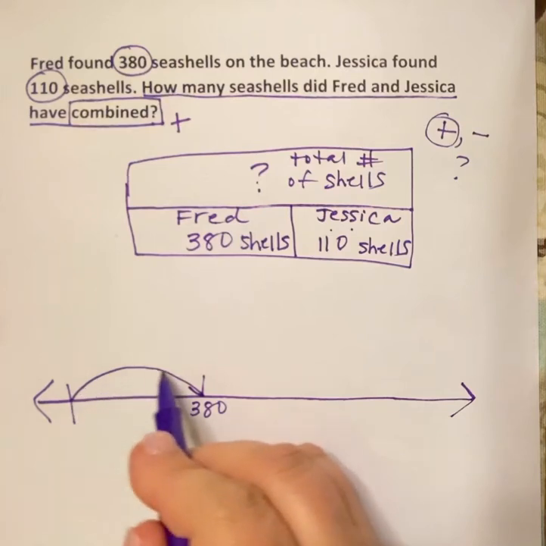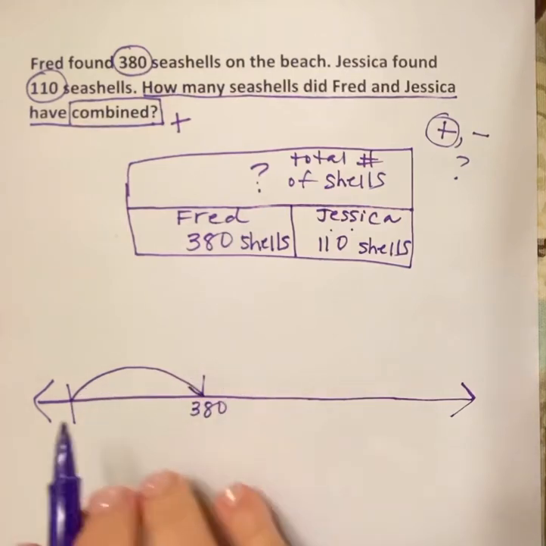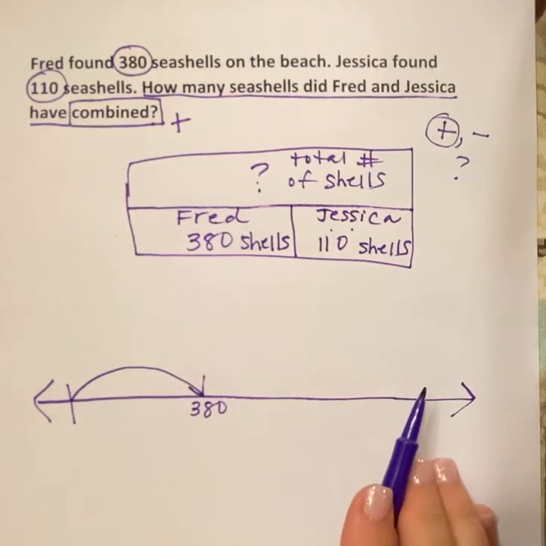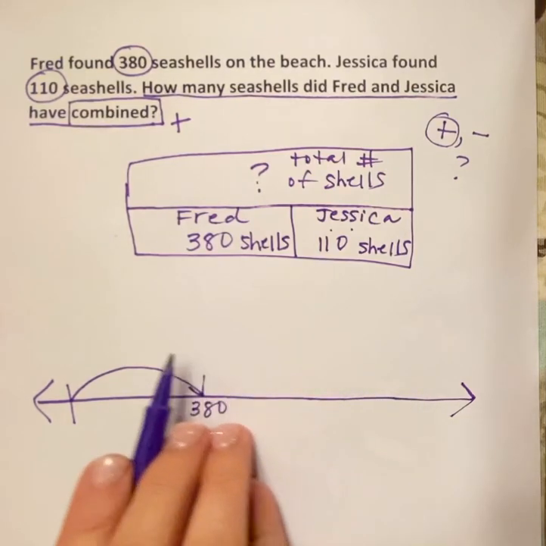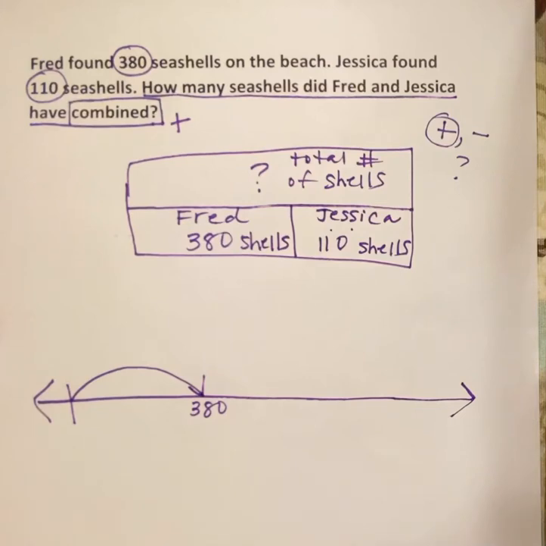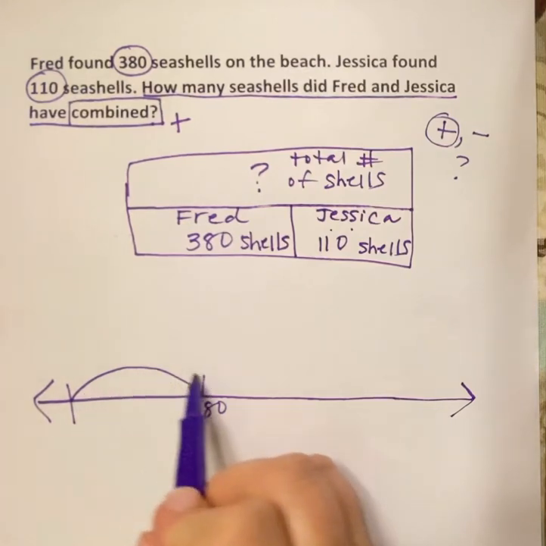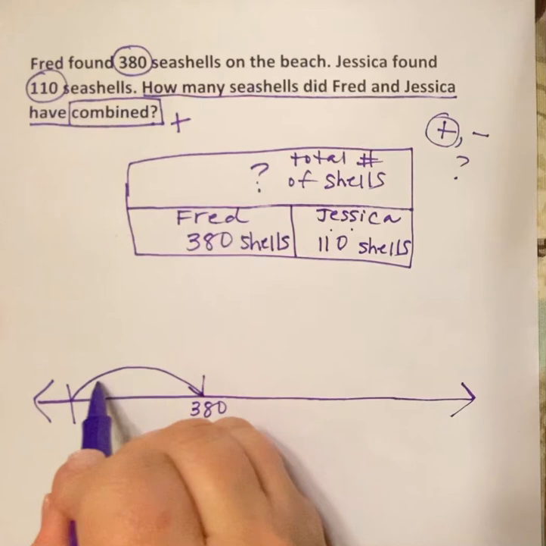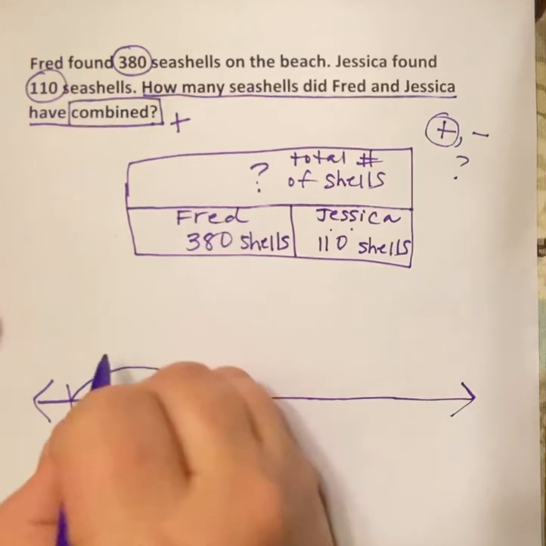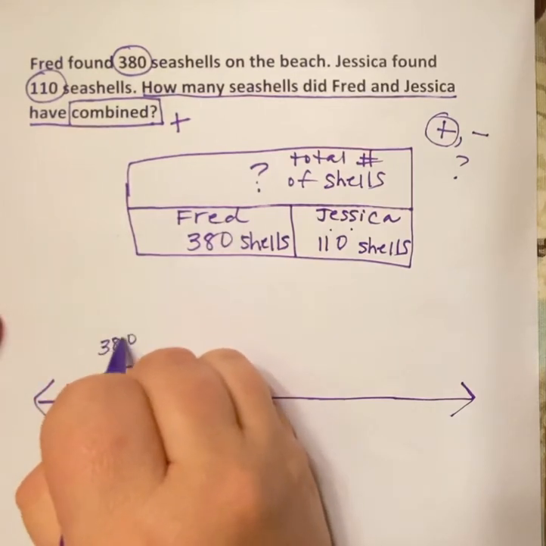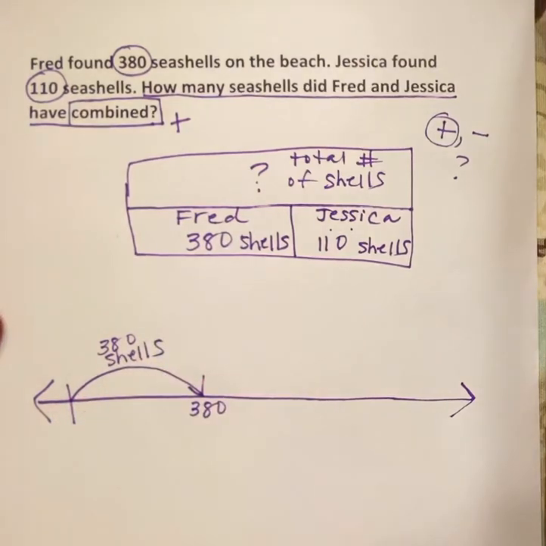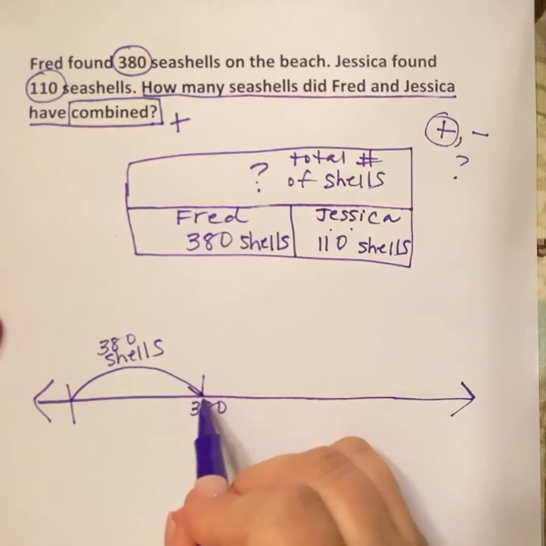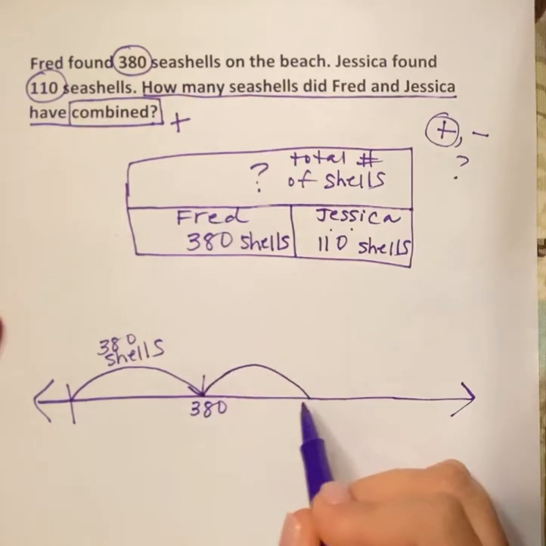So remember, when you're moving forward, you're adding, because your numbers are getting bigger. When you are going backwards, your numbers should be getting smaller, which means you're subtracting. So I'm going to go forward 380, and this entire section here represents 380 shells. That's for Fred. Well, Jessica also found some seashells, so I'm going to go forward, and I'm going to draw another arrow to represent I'm going forward.